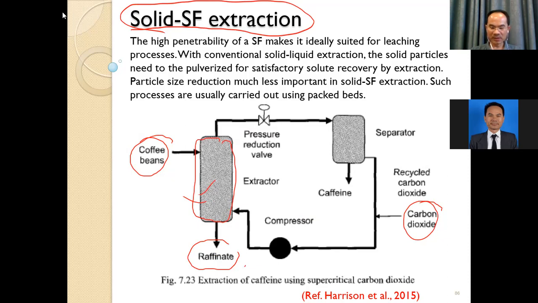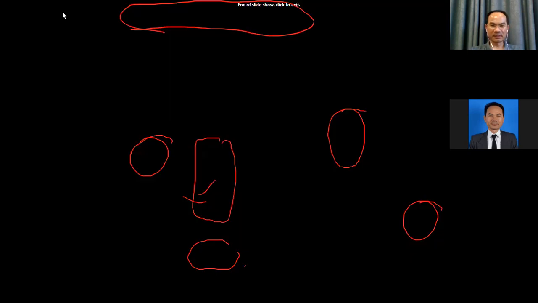And then if you reduce pressure, the pressure is below critical, temperature below critical, you get gas carbon dioxide mixed with caffeine. And then you can separate the gas, caffeine, and carbon dioxide. And then you recycle the carbon dioxide again. And this is the simple flow for that case.